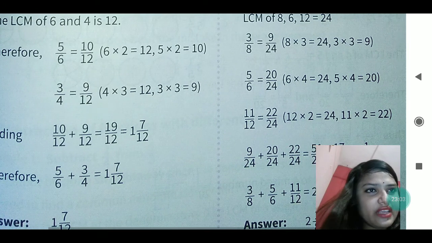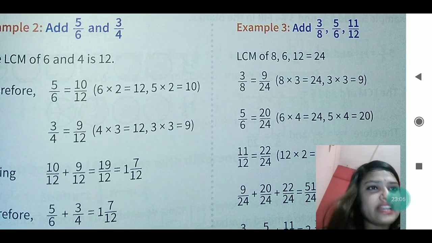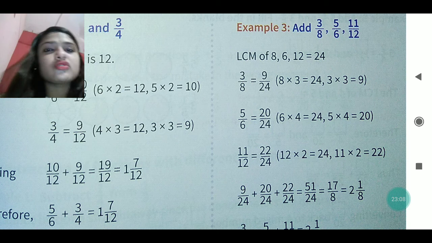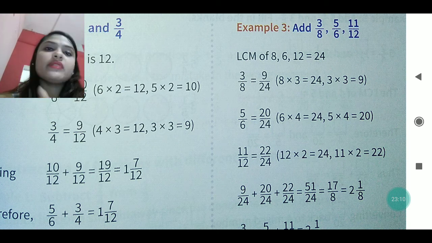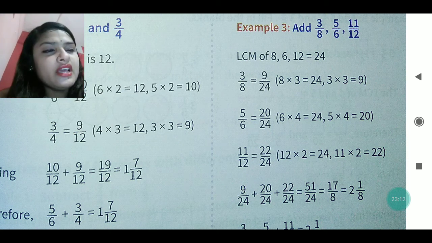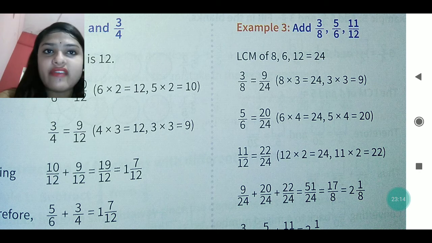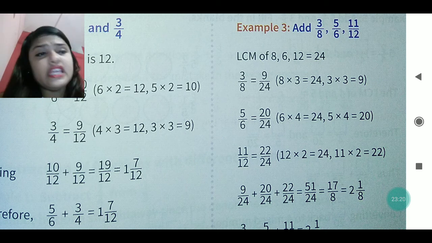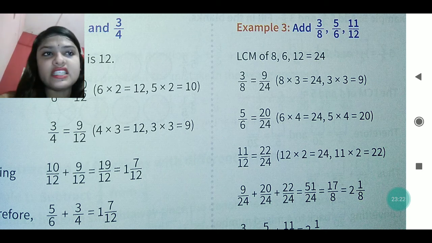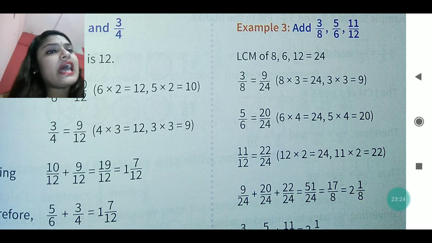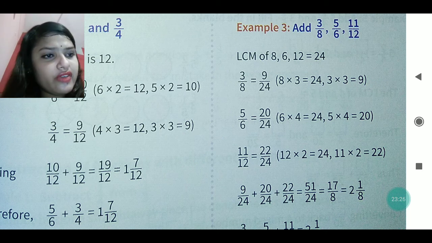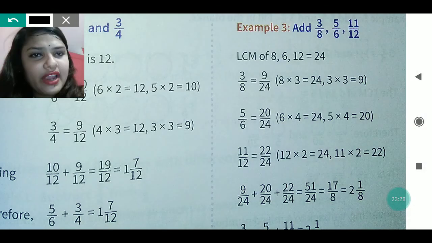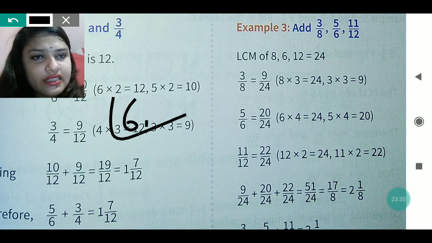In the same way, this also has been done. You can see there are 3 numbers given, and this is also not common. All the denominators are uncommon: 3 by 8, 5 by 6, 11 by 12 is written. So downside all the numbers are written, and the denominators are not equal. So again you find out the LCM of 8, 6 and 12. Very easy. You have to find the LCM.